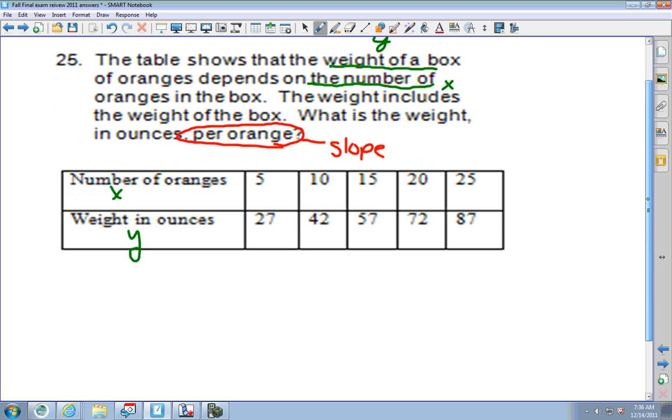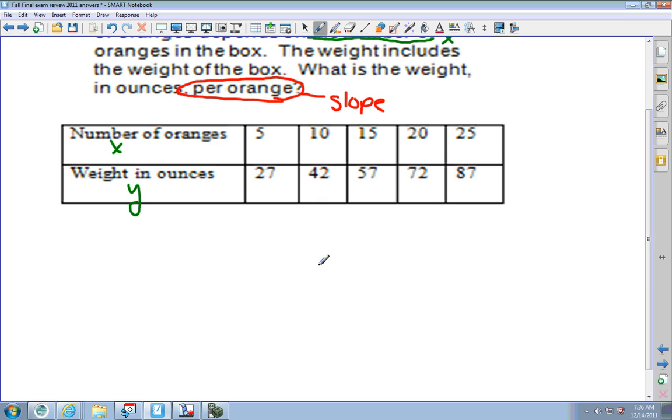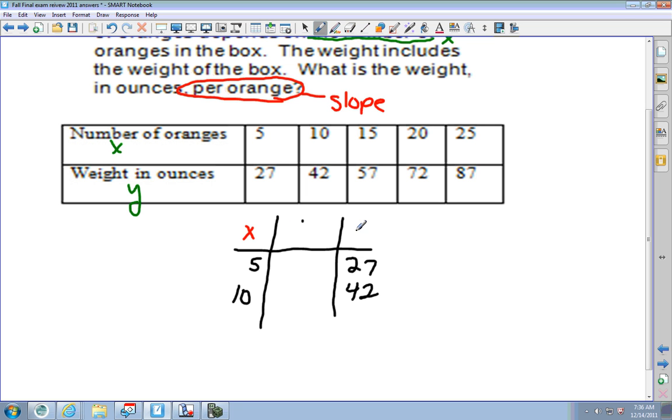Now, the first thing I would do is go and turn my table the other way. It makes it easier the way we're used to doing it. So I have 5 and 27, 10 and 42. You don't have to do all of them. Just pick the first two numbers. Remember, this is x and this is y.